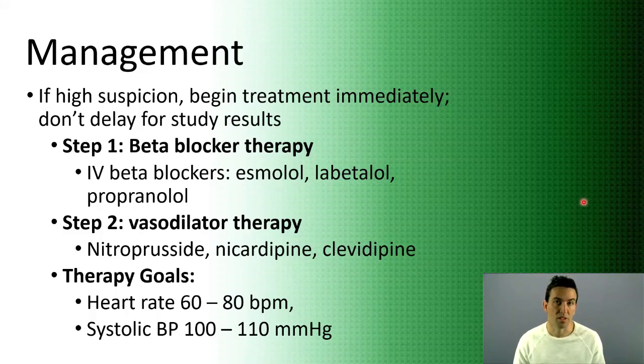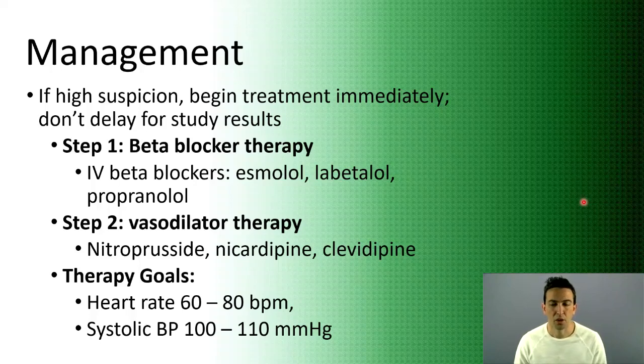Going back to the pathophysiology, every time that heart contracts, it's propagating that dissection down. So we want to slow that down as much as we can. IV esmolol, IV labetalol, propranolol, whatever, but you want an IV beta blocker that you can titrate and slow down that heart rate. That will typically bring the blood pressure down as well. If it doesn't, step 2 is vasodilator therapy. So you're looking at nitroprusside, nicardipine, clevidipine as a second agent after the beta blockers. Real important: beta blocker first, vasodilator second.